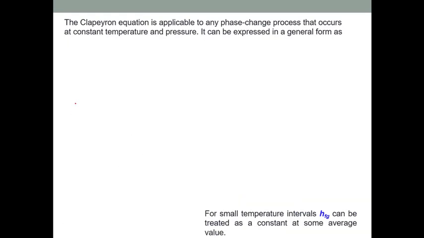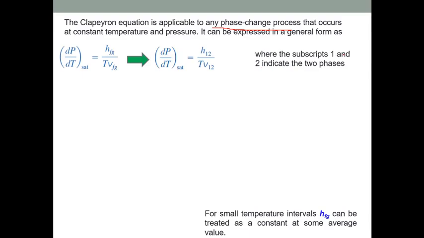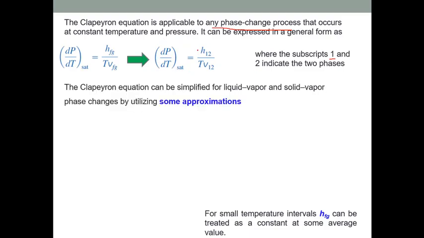Now, the Clapeyron equation is applicable to any phase change process that occurs at constant temperature and pressure. So we can express this equation in a general form. For example, instead of writing hfg, which is a phase change between saturated liquid and saturated vapor, we can write a subscript 1 2, which basically represents two phases. One represents one phase and two indicates the other phase. So this is the general form of the Clapeyron equation.